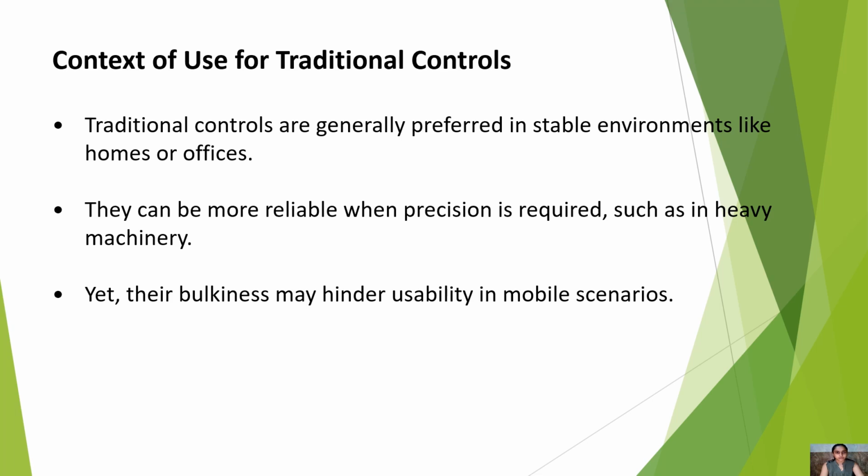Context of use for traditional controls. Traditional controls are generally preferred in stable environments like homes or offices. They can be more reliable when precision is required, such as in heavy machinery. Yet their bulkiness may hinder usability in mobile scenarios.